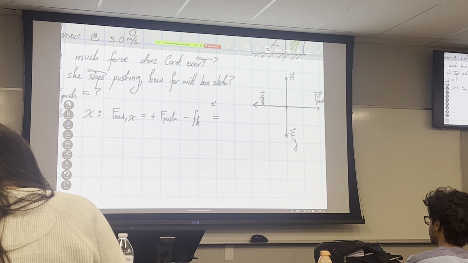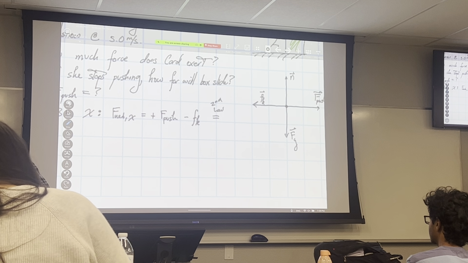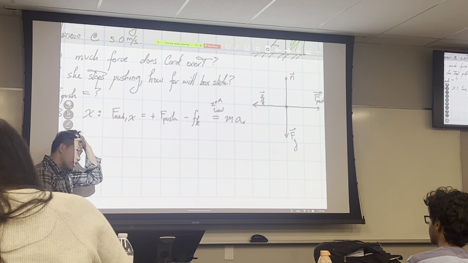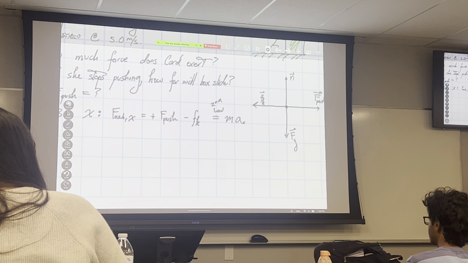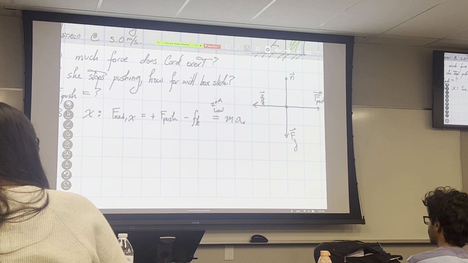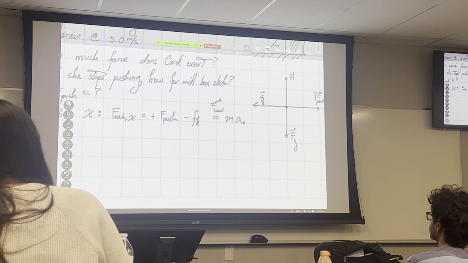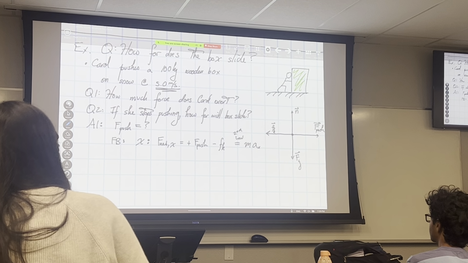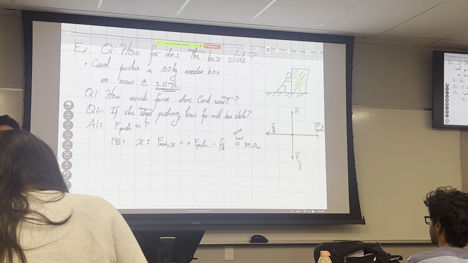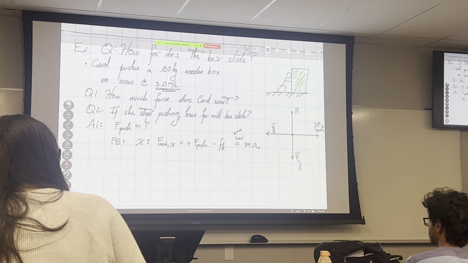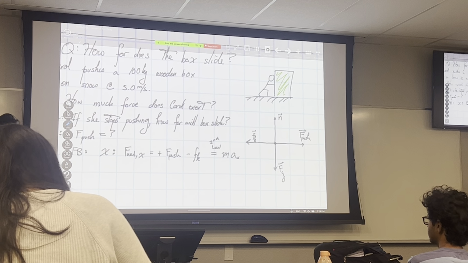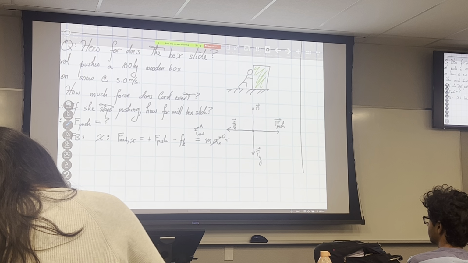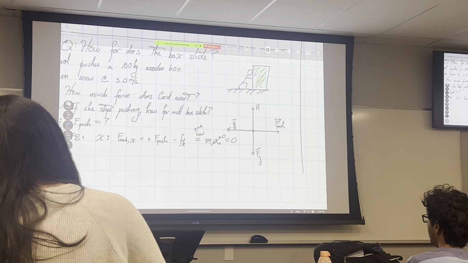And from the second law, we know that this has to equal mass times the acceleration in the x direction. In this scenario, what is the acceleration of the box? This is speed, not acceleration. So what's the acceleration? Zero. It's moving at a constant speed of 5 meters per second. So this is going to be equal to 0. Therefore, this is equal to 0.